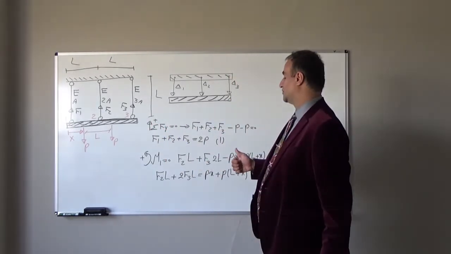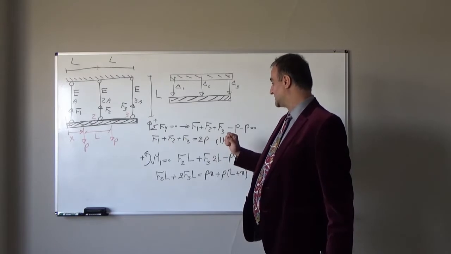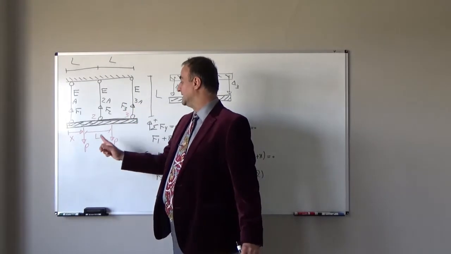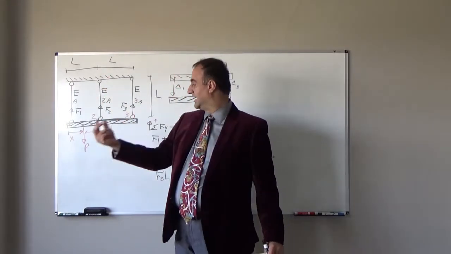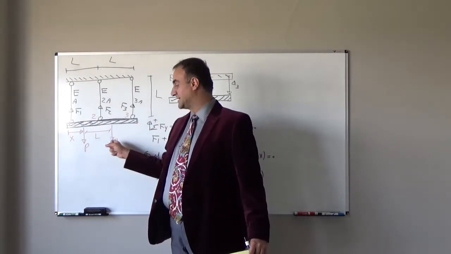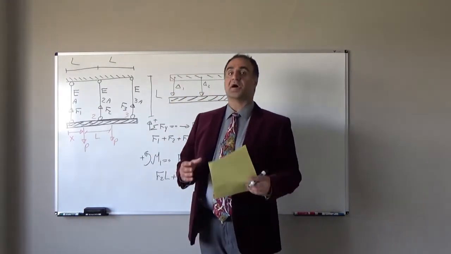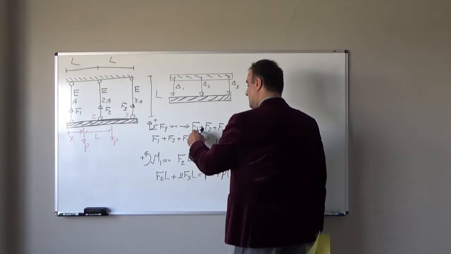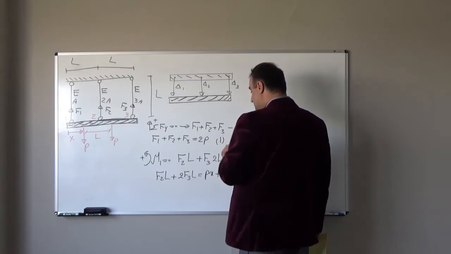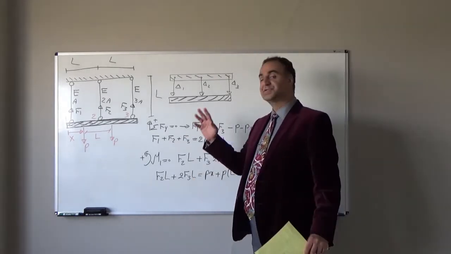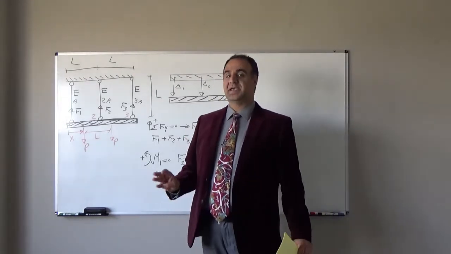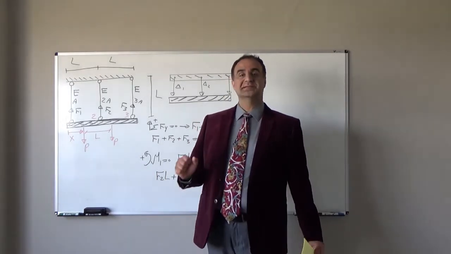But how many unknowns do we have? F1 is unknown, F2 is unknown, F3 is unknown. Everything else here is known. This L, E, A, everything is known. The only other unknown we have is X. We want to find X. But the internal forces, in terms of external forces, are unknown again. So I don't know what the magnitude of F1, F2, or F3 is. I have two equilibrium equations and three unknowns in terms of force, so I cannot find F1, F2, F3 using these equilibrium equations.